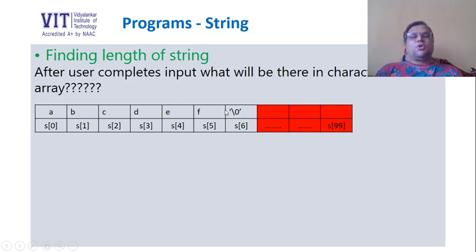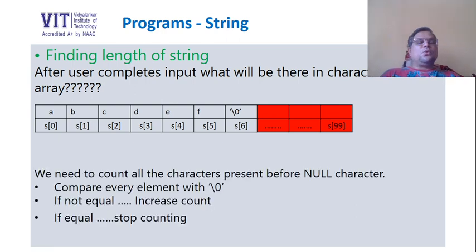And the gets function will automatically insert a null character, the end of string character, as the last character. What about this remaining part? This is wastage, because we have created an array of capacity 100, but we are using only up to this. So the remaining part of the array goes useless. We are not using it, right? Then we need to count all the characters present in this string which are present before the null character.